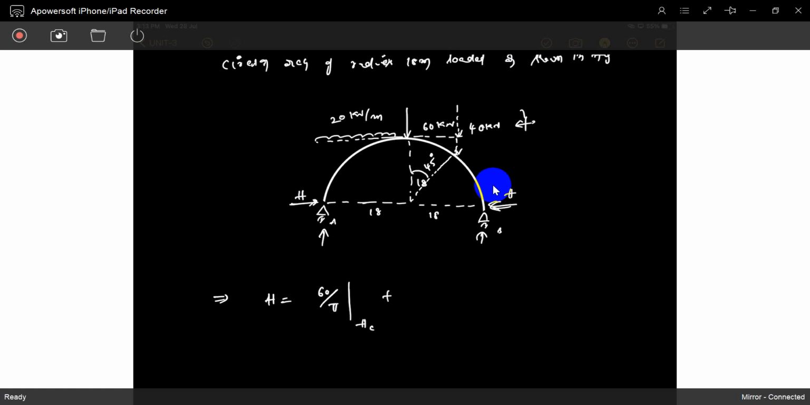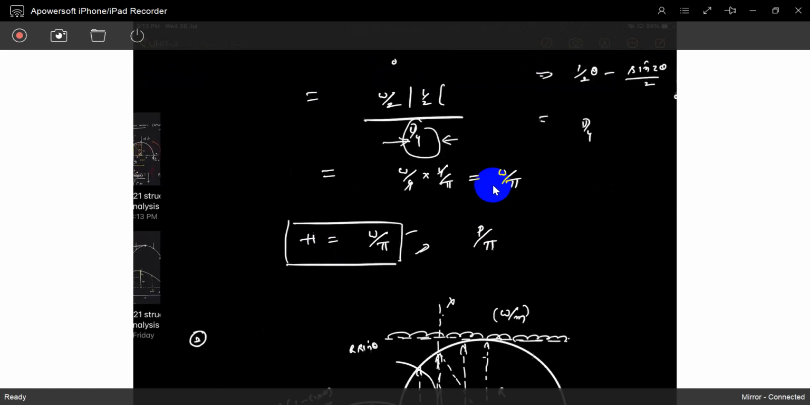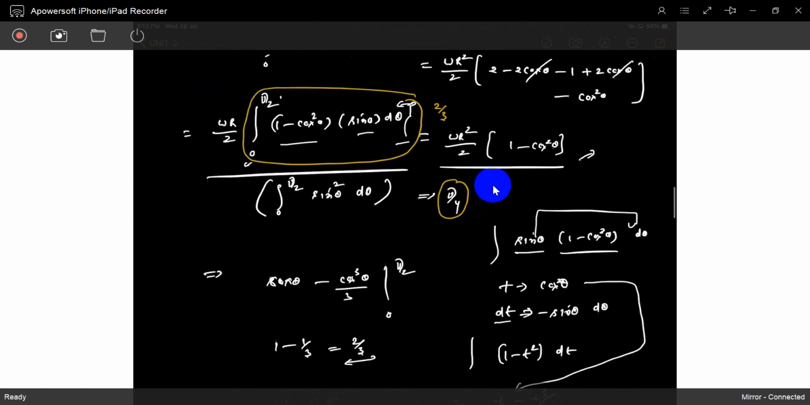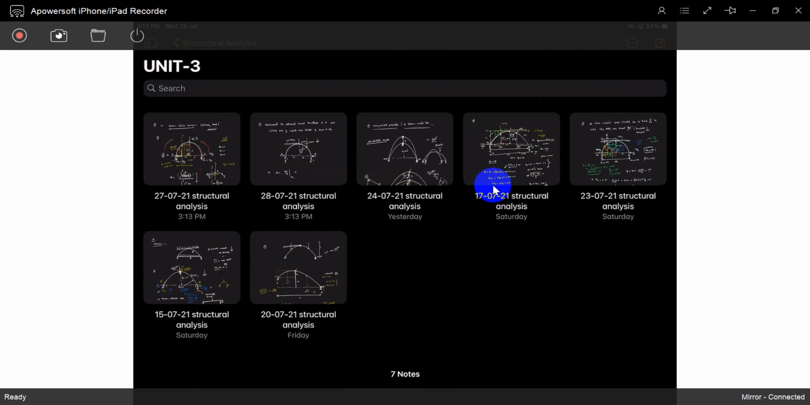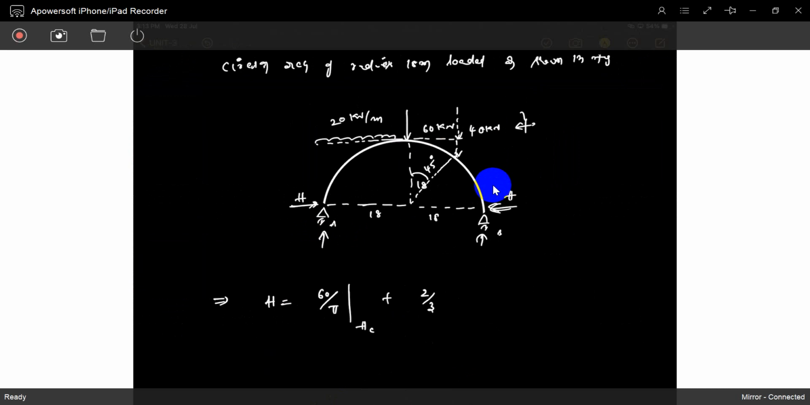For second, uniformly distributed load acting only half of this span. So if applied is half of span, it is 2 by third WR by pi. Okay, so 2 by third WR by pi. 2 by third W is what? 20. R is 18 divided by pi. That's it, na? So you can call it as a uniformly distributed load, H distributed. I write it.